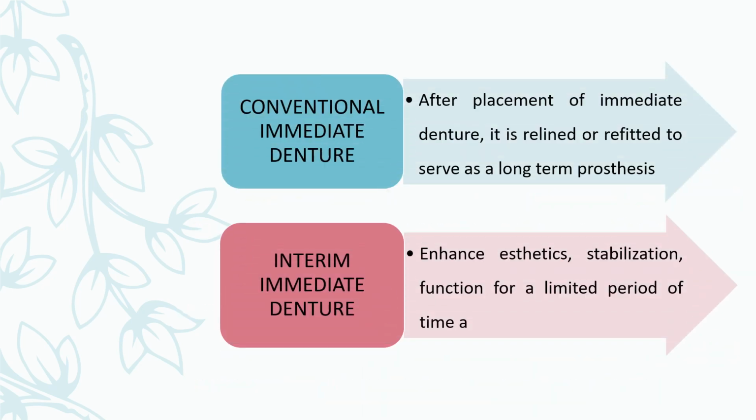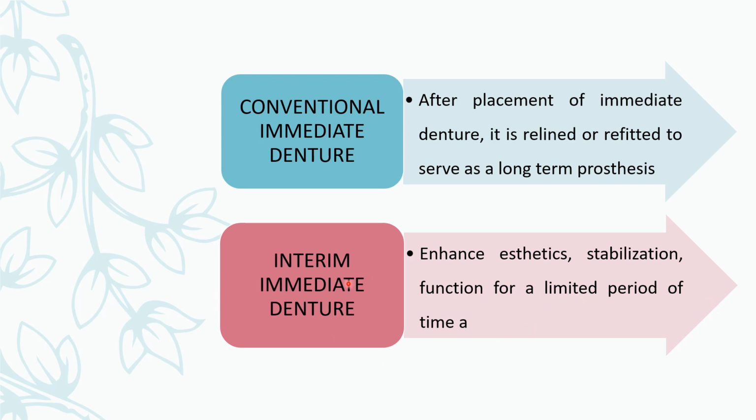Okay, so coming to the two types of immediate denture. These are the types: the conventional immediate denture and the interim immediate denture. Conventional immediate denture is relined and refitted after placement to serve as a long-term prosthesis. Okay, this is the most commonly done one. Interim immediate denture is also done, and it enhances the aesthetics, stabilization and function for a limited period of time.